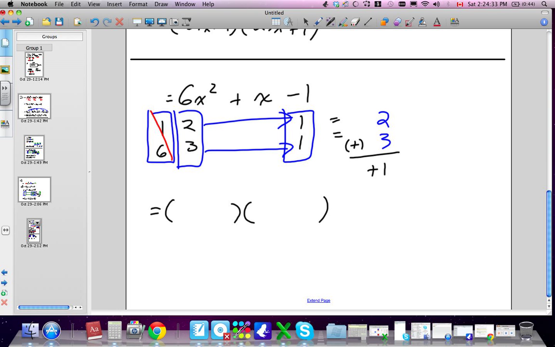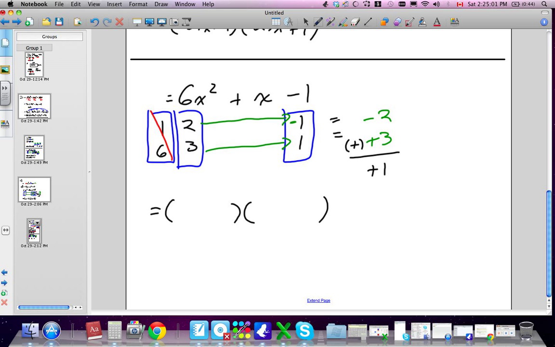Or if it was negative. If 3 is negative. Oh, sorry. If 2 is negative, good call. If 2 is negative and 3 was positive, then we could get there, right? So we get negative 2 and positive 3. Now, here's the tough part. In order to make that negative 2, this one had to be a negative, right? And think about it. Negative 1 times positive 1 is negative 1.